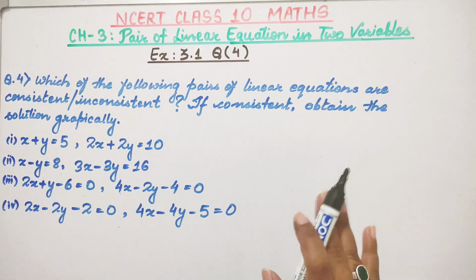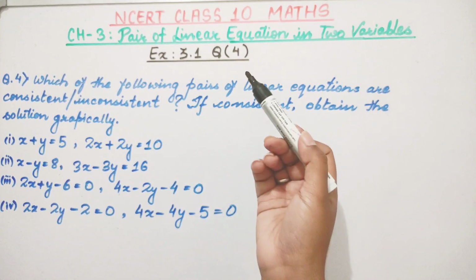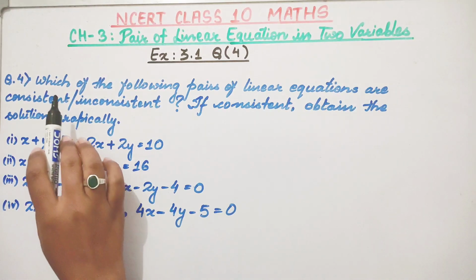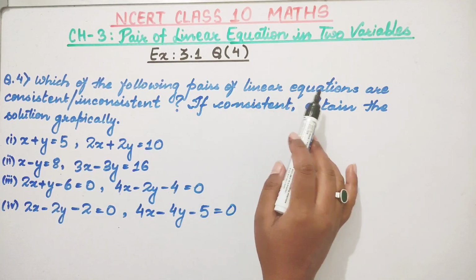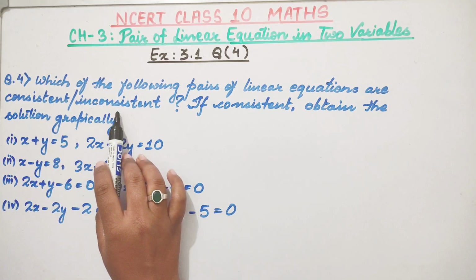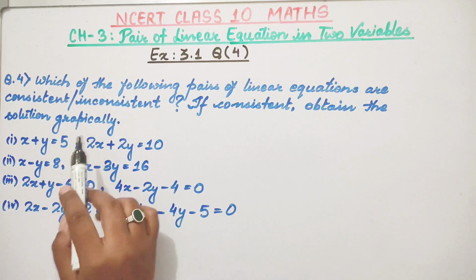I'm back with question number 4 of exercise 3.1 of chapter 3 of the NCERT class 10 mathematics book. So let's see what the question says. Which of the following pairs of equations are consistent or inconsistent? If consistent, obtain the solution graphically.